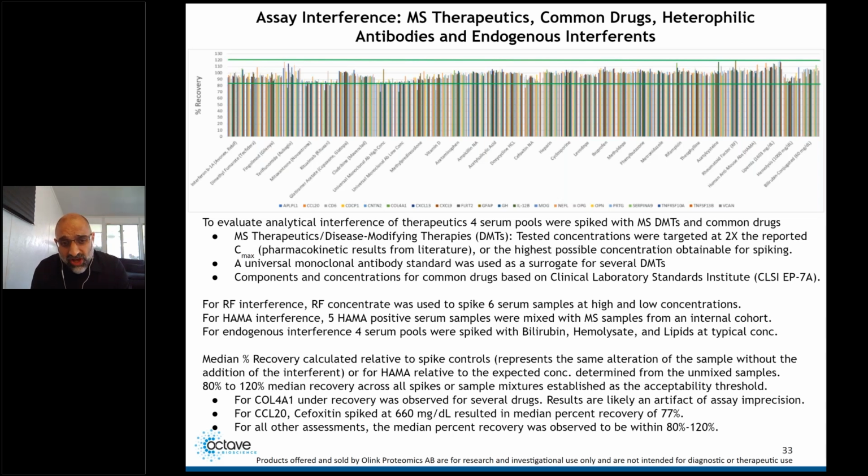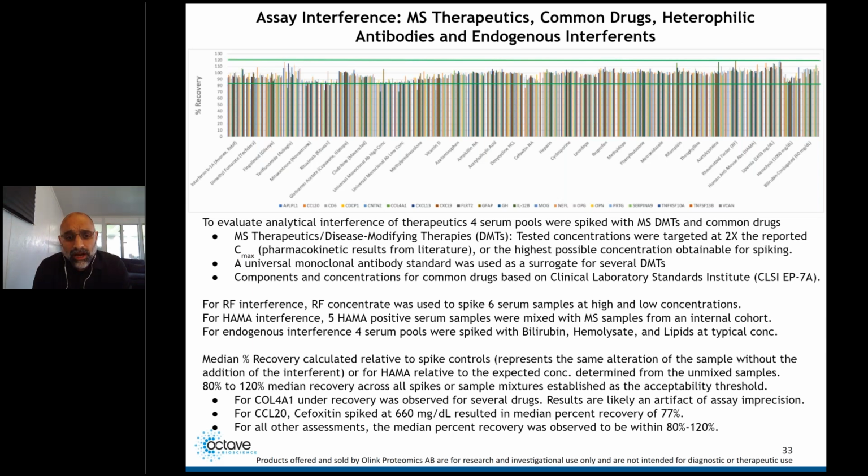In this case, we saw that for one of the biomarkers, COL4A1, there was under recovery for several of the drugs. And if you recall on an earlier slide, I presented that COL4A1 was a biomarker that had imprecision. So we believe these results are likely an artifact of the assay imprecision. And as I mentioned, we're not including this biomarker in our modeling relative to MS endpoints.